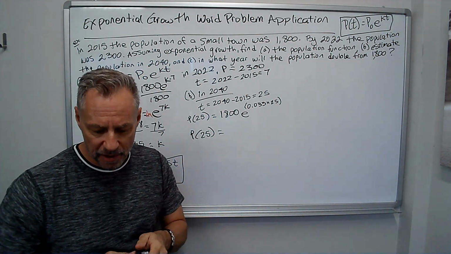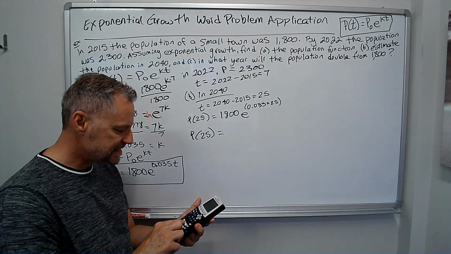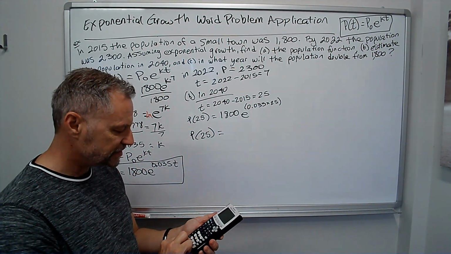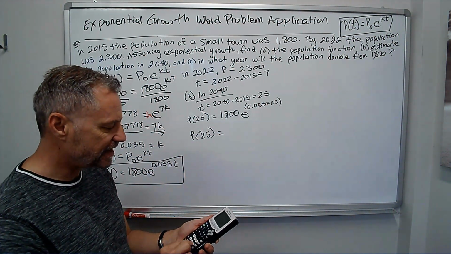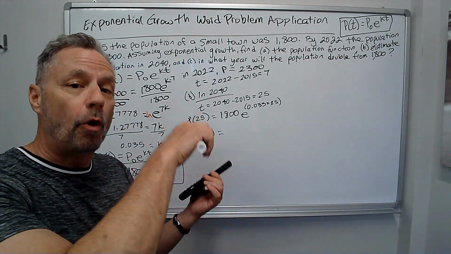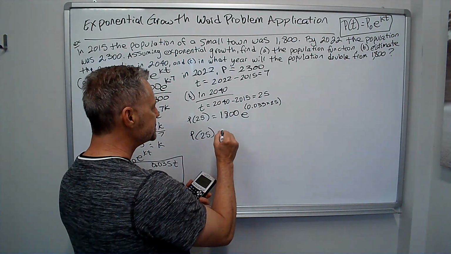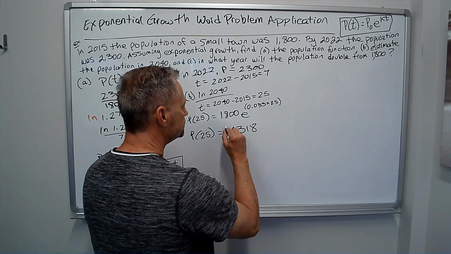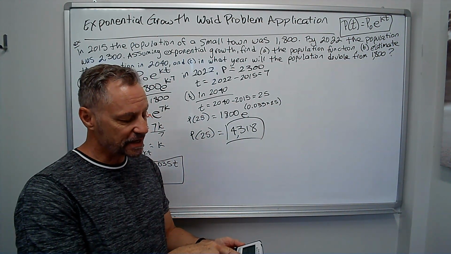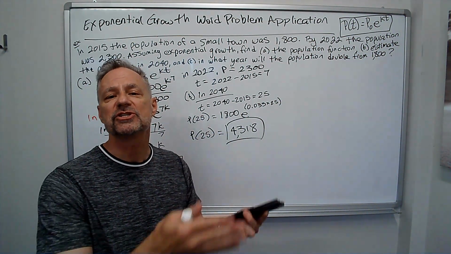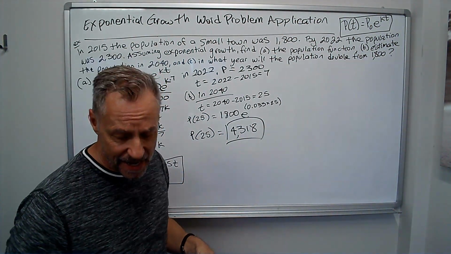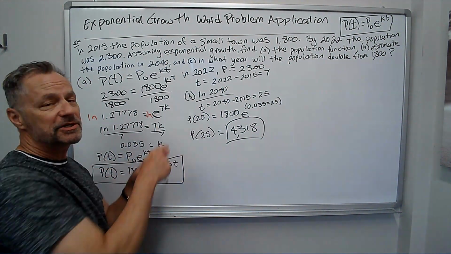Now it's just a calculator problem. I say, 1,800 times e to the power 0.035 times 25. Again, make sure that's in parentheses if you need to. Rounded to the nearest whole person, 4,318. I had 4,317.9755, and it's just an approximation, so I'm just going to round to the nearest. All right, so that's how many people I think I have. That's my estimate in 2040.